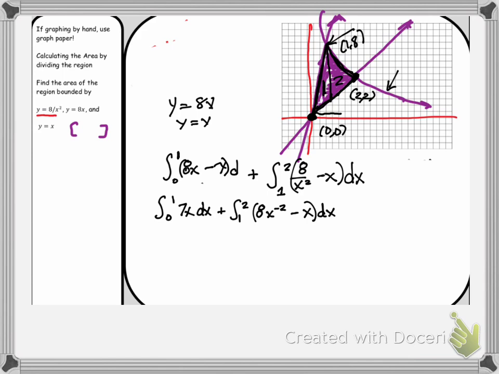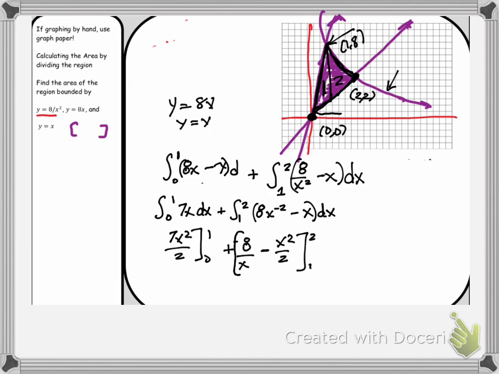Okay, so now do the anti-differentiation. That would be 7x squared over 2 from 0 to 1, plus, okay, this would be 8, and then that would be x to the negative 1 over negative 1. So now we have negative 8 over x minus, this is the second one, so kind of do like that, negative 8 over x minus x squared over 2 from 1 to 2.